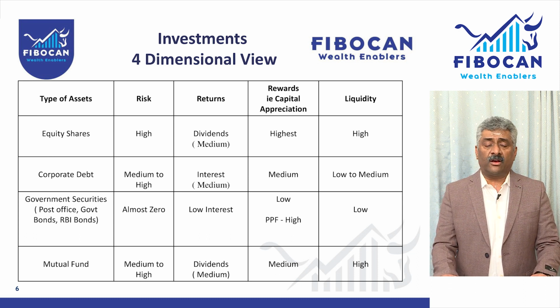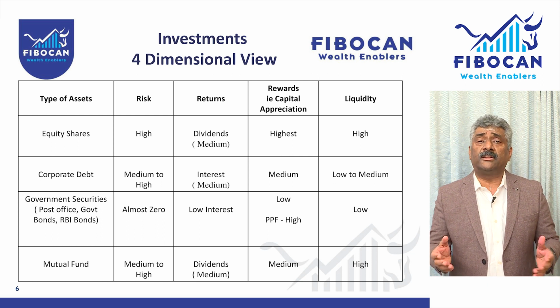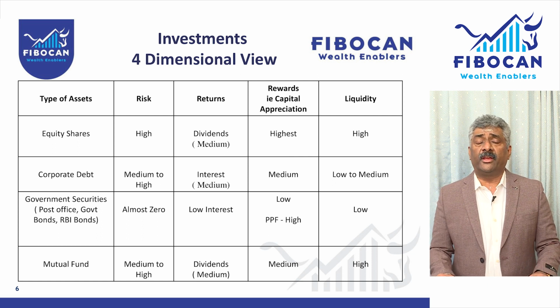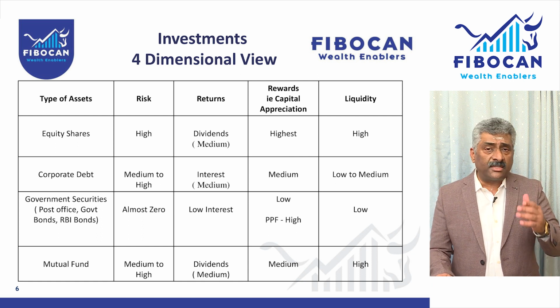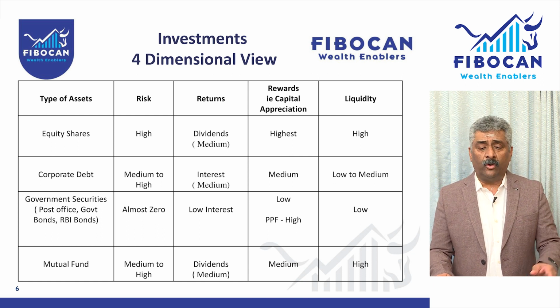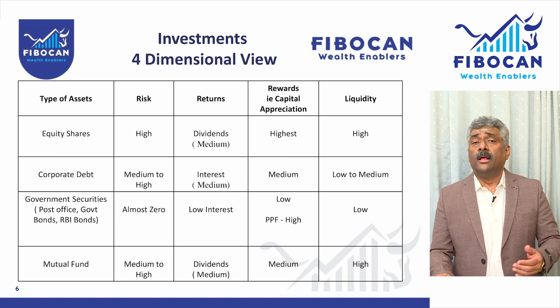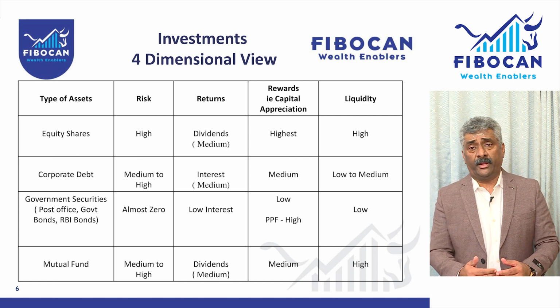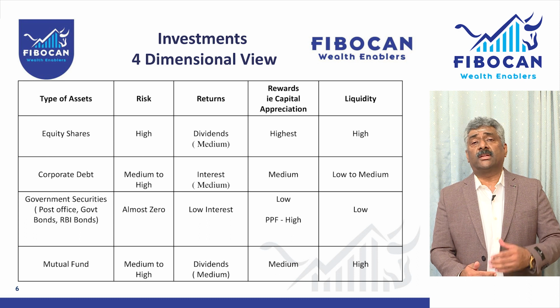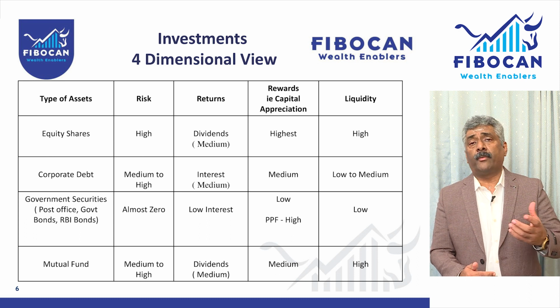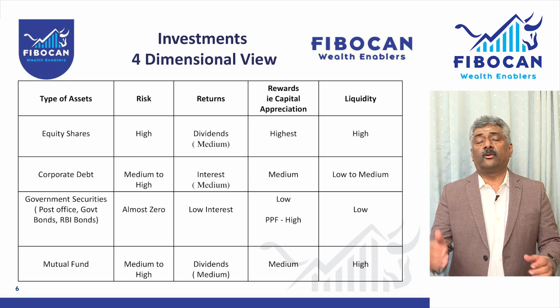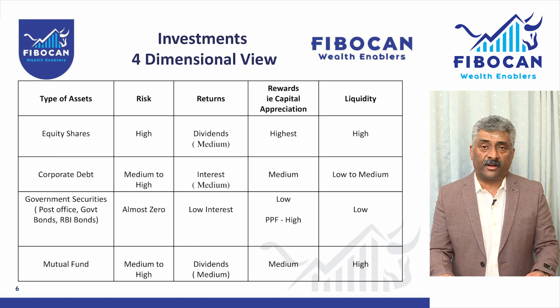So, the risk is medium to high. Obviously, we are giving the company a loan instead of being part of the ownership. Hence, there is a risk. The risk is medium to high. Why is it not high? In the case of winding up of a company, first the bondholders' liabilities have to be met by the company before giving anything to the shareholders. Hence, they get preference, which is why it is medium to high.